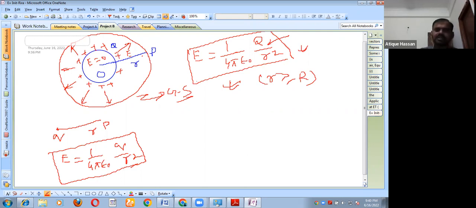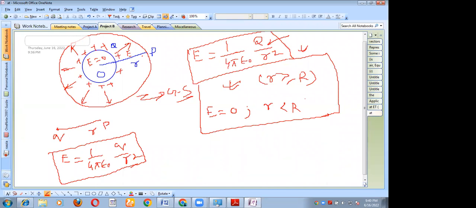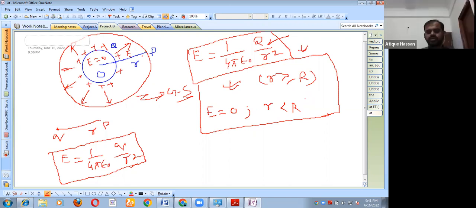And inside the conductor, the electric field is zero for r less than R. Can both of you understand this point? These two expressions which I have written. So this is the difference between a point charge and a sphere. In the case of a conducting sphere, the electric field inside the sphere is always zero, and outside the sphere the expression is the same as for a point charge.